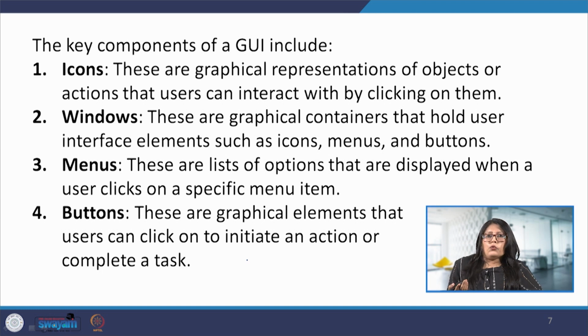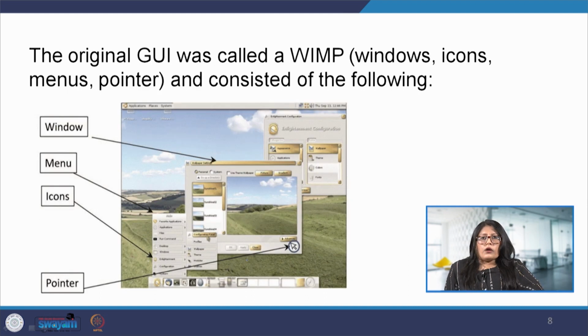Then the third is our menu, so which is basically a list of options that is displayed when the user clicks on the menu. So, these menus can have even menus lower in the hierarchy underneath the main menu, and the buttons. So, these are also elements that the user can click and some action can be taken. So, the original GUI was called WIMP, which stands for Windows, Icons, Menus and Pointers.